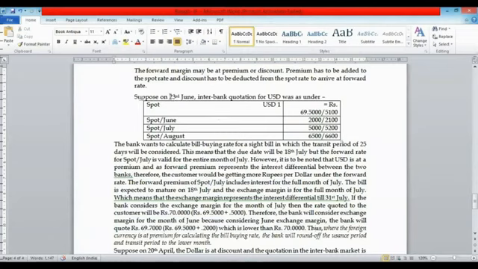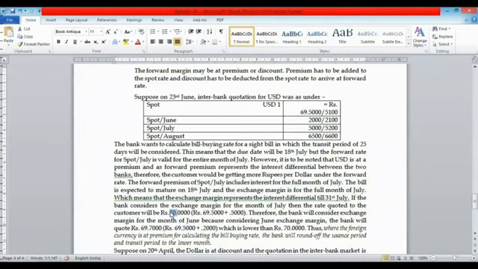When we add 25 days from 23rd June, the due date comes as 18 July. That means the bank has to give the rate for 18 July. But the rates available, the forward margin, is for the whole month. That means we do not have the rate for 18 July, but we have the rate for the full month of July. So if the bank has to consider 5,000, then the rate quoted to the customer will be 70 rupees.